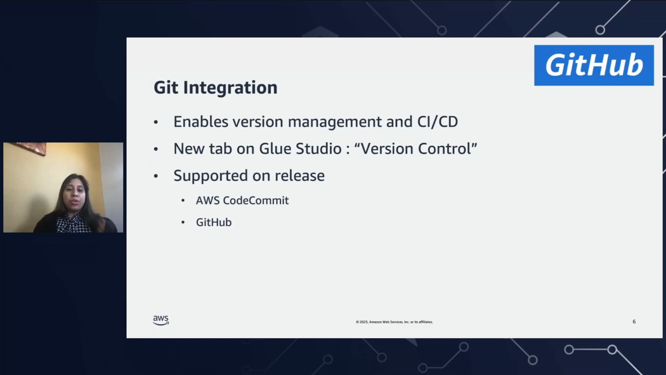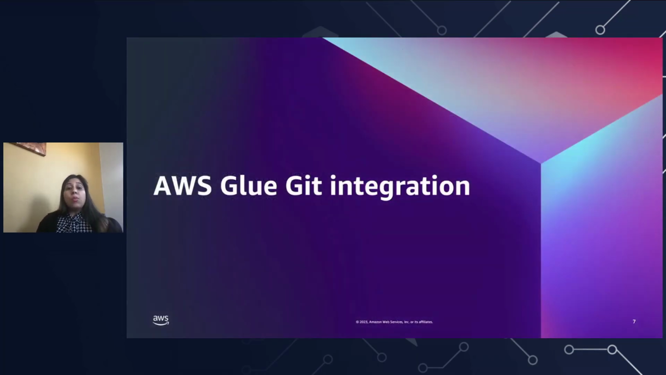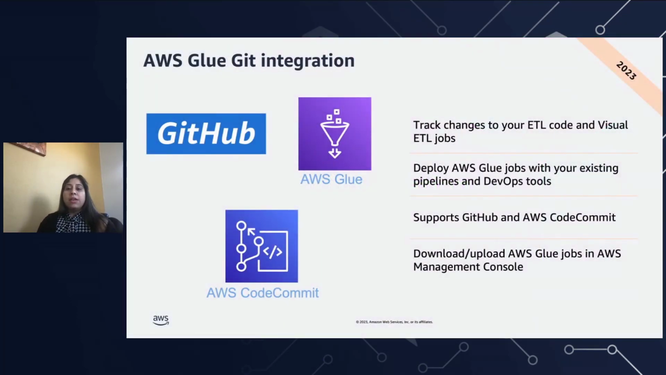So let's go to the next slide. What capabilities can you get with AWS Glue Git integration? That's the next slide for ours. You can track your changes to your ETL code. Not only can your script be tracked with GitHub version control, you can track your configuration changes as well.